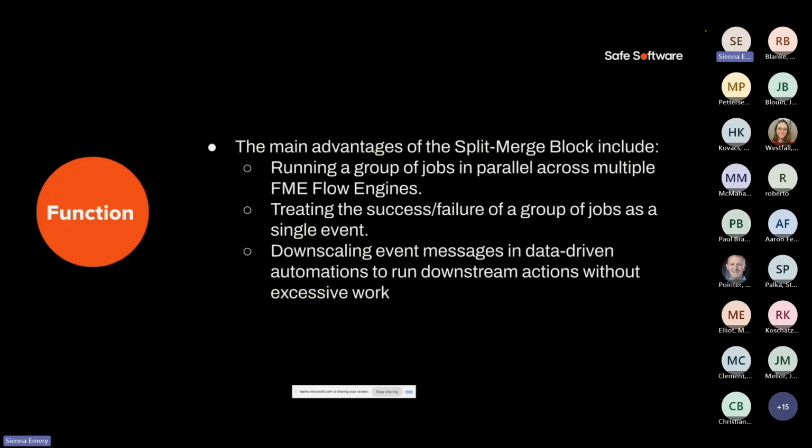So if you're running, let's say, hundreds of jobs using automations, and you want all those jobs to produce a single "yes, this worked" or "no, this didn't work" event, that's when you'd want to use the split merge block. It can also help you downscale event messages. Simply adding a logger after running all of those jobs will produce many logs. However, you might want to use the split merge block because it will only ever send out a single message.